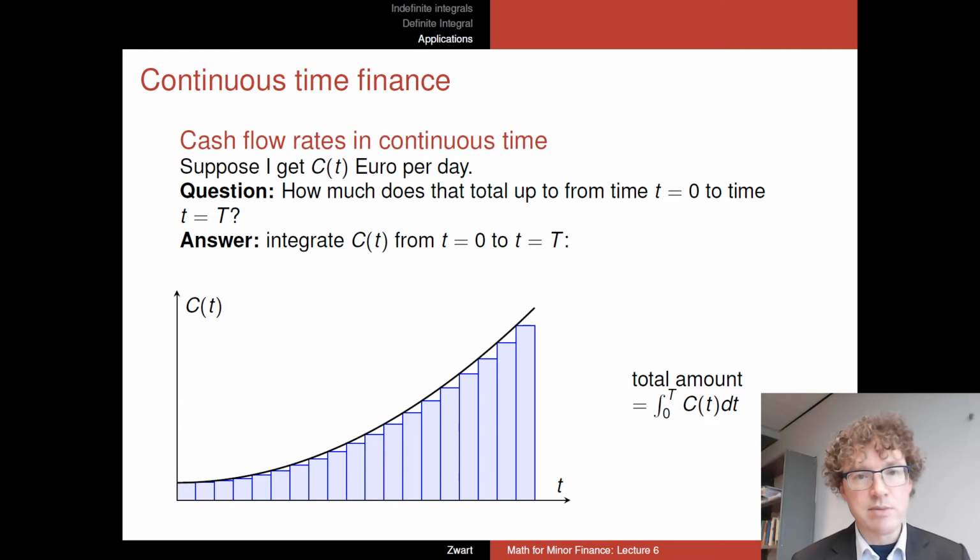Then my question might be, how much will I have after 100 days, or perhaps after 1,000 days? That's not so difficult, in the sense that if I know what I get on every day, I can just add this up, right? I can do this in Excel if I have all these various numbers. But sometimes C(t) will be given in terms of a formula.